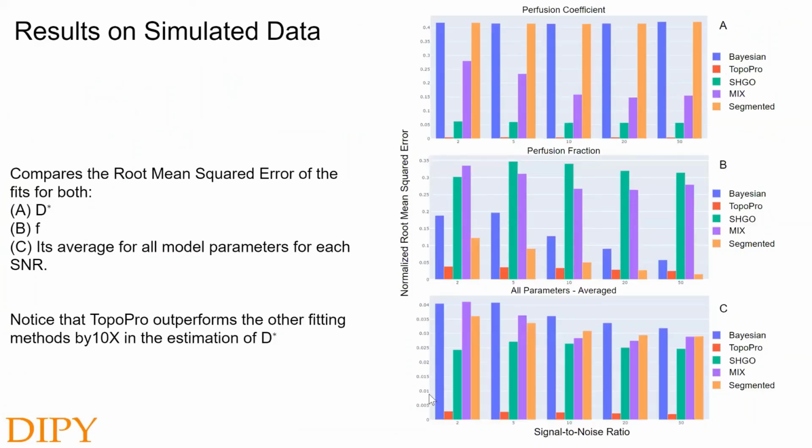And then I have also quantified these results with bar plots. As you can see, TopoPro, which is shown in red, has much smaller error compared to all other methods for estimating the perfusion coefficient. The same goes for perfusion fraction. Sometimes the perfusion fraction estimated by the segmented method is really good, but that is due to the bias. And with SNR, here is an average plot. The TopoPro method does really well. All right, this is what I wanted to say about the IVIM modeling and its optimization. Now let's take a look at the implementation.